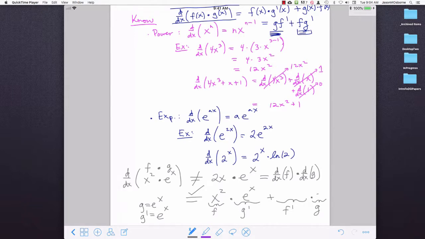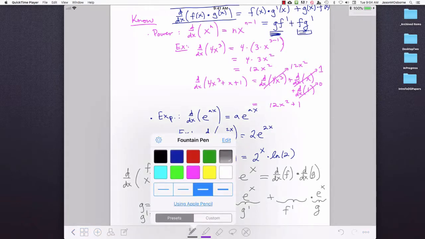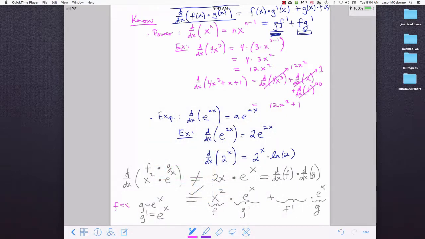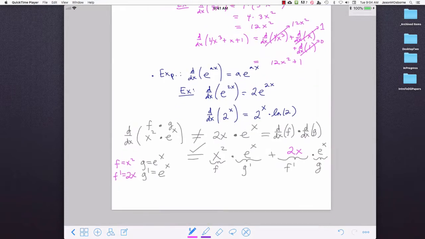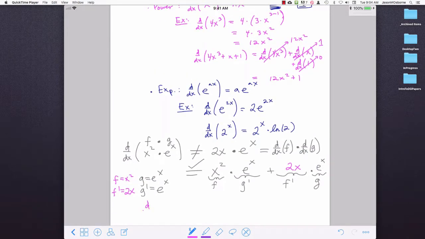g is equal to e to the x, so I can just fill in that blank. And f prime, since f was equal to x squared, is equal to 2x via the power rule. So now we can put 2x in for f prime. And now we can see that the correct answer for the derivative with respect to x of x squared multiplied by e to the x is x squared e to the x plus 2x times e to the x.